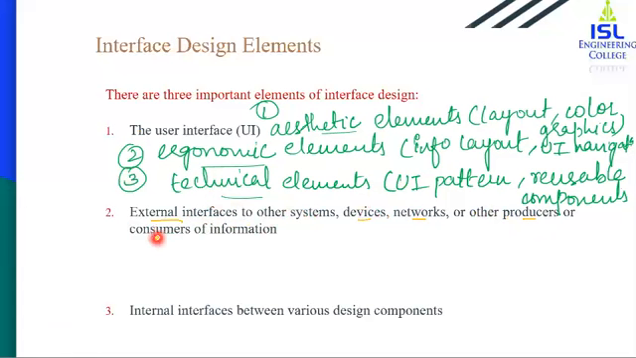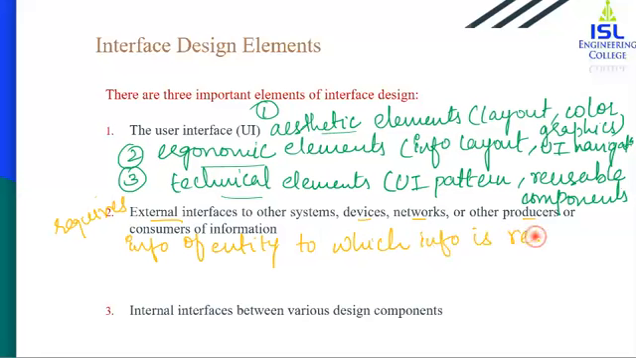Now, the designing of the external interface requires information about entities. It requires the information of the entity to which the information is received or sent. So that requires information of these two things. Whether you're receiving the information or you're sending the information, it needs the information of that particular thing.